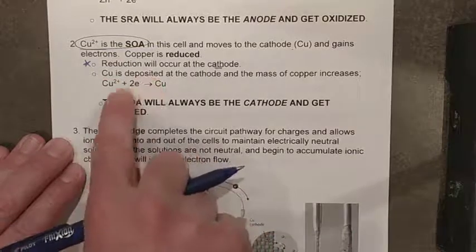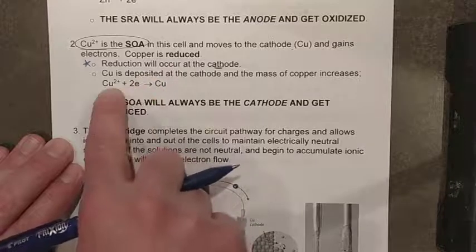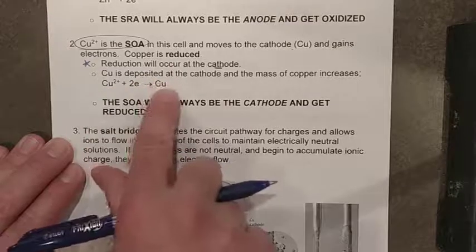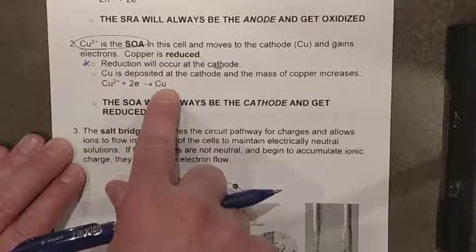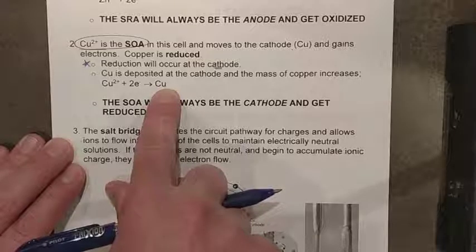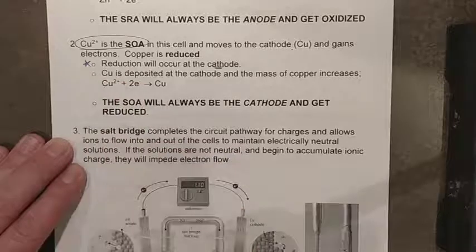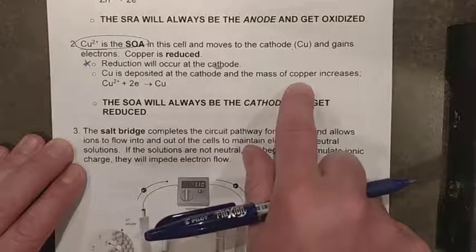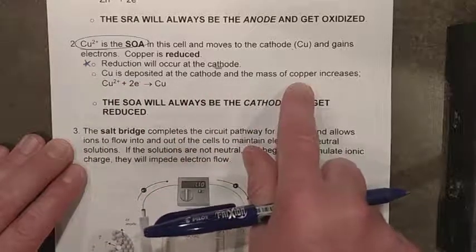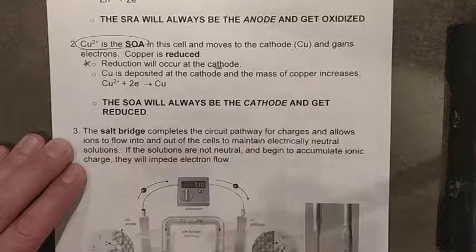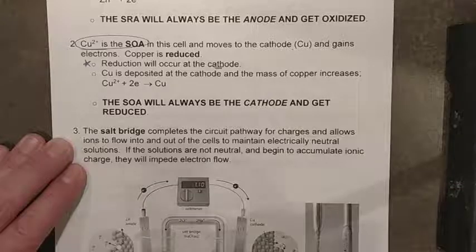Since we are giving electrons to copper ions in solution, we are going to make solid copper. Well, where's the source of these electrons? It's on the copper surface. So copper will be deposited at the cathode, and the mass of your cathode will increase. It will get heavier and heavier and heavier. Again, another reason why we see less efficiency in batteries as they run over time.